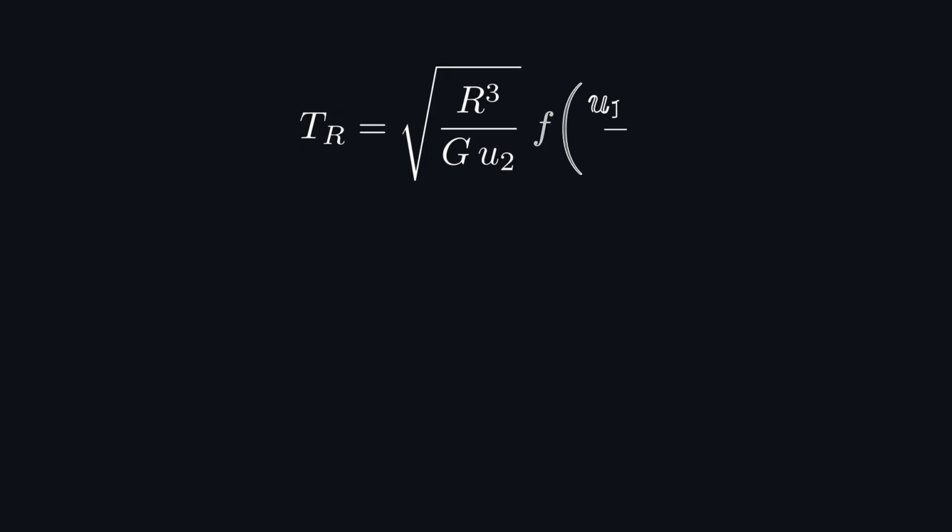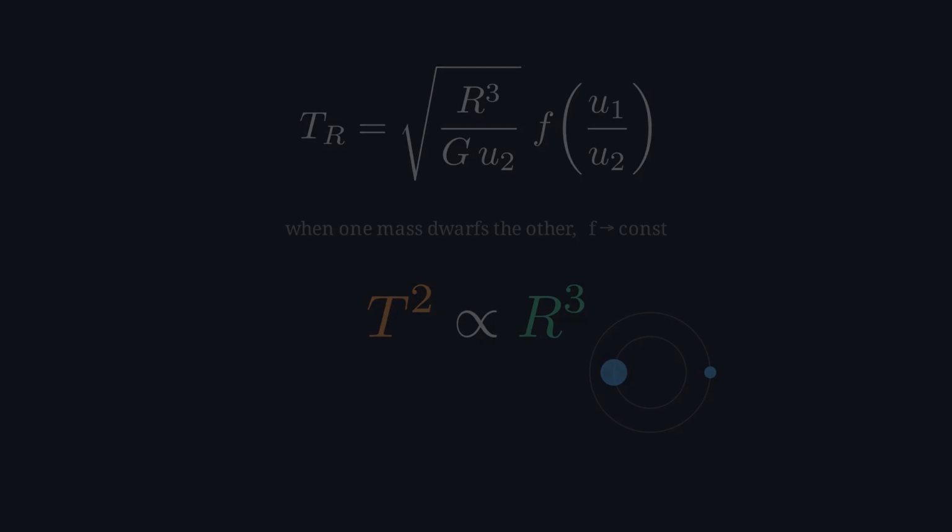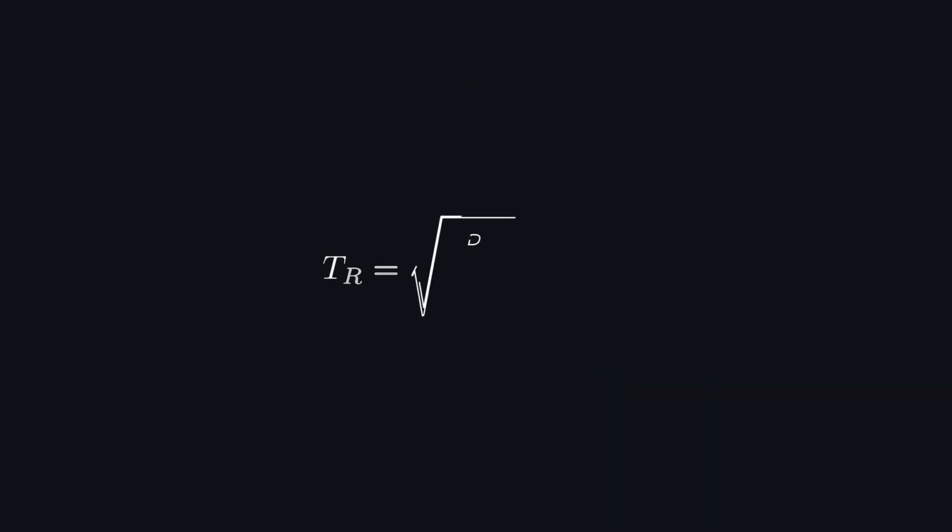Now just solve for the period. It equals the square root of r cubed over G times u2 times that function of the mass ratio. And when one body dwarfs the other, the Sun against a tiny planet, that function is basically a constant. So the period squared is proportional to r cubed. Kepler's third law.